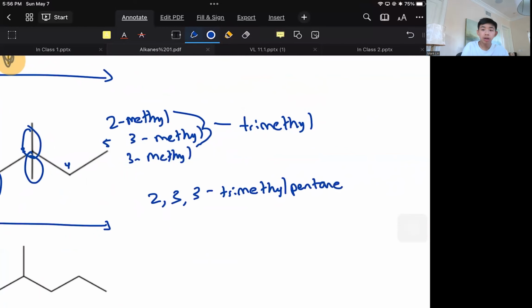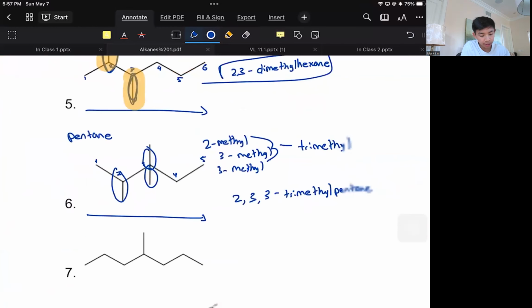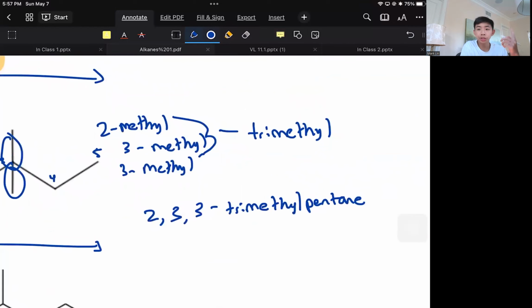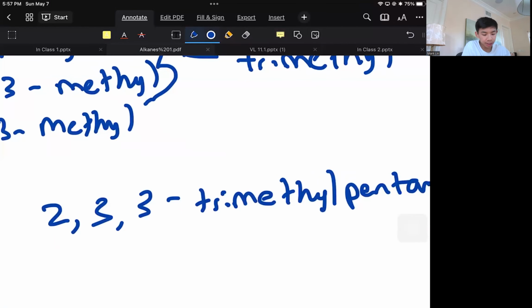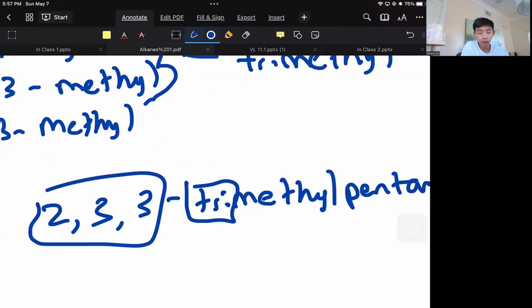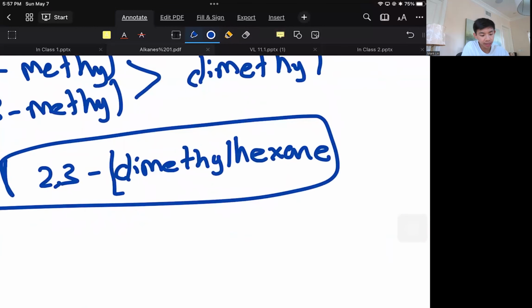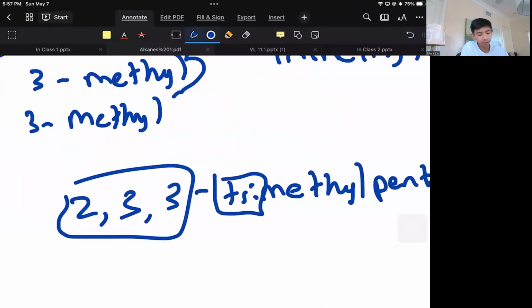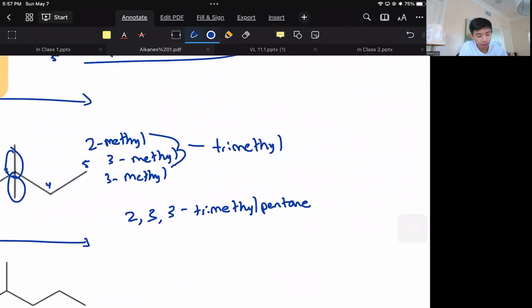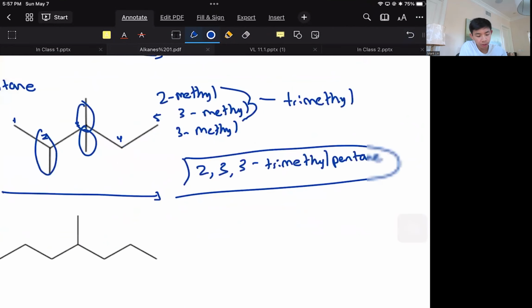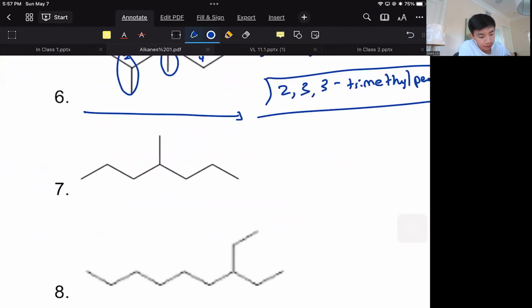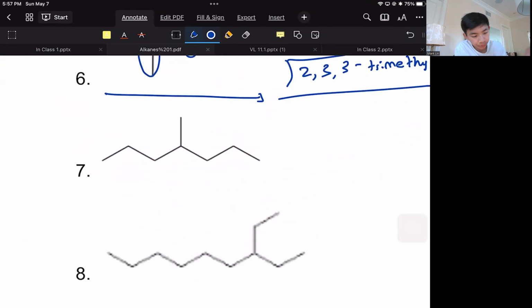Okay, cool. Here's a trick to know if you're doing it right. Because it's tri, there should be three. If there's two, like in the previous one, if it's di, then there should be two. And likewise, if there's three right here, then it should be tri. That's just how you know if you're doing it right or not. So 2, comma 3, comma 3, dash trimethylpentane. All right, on to the next one, 7.